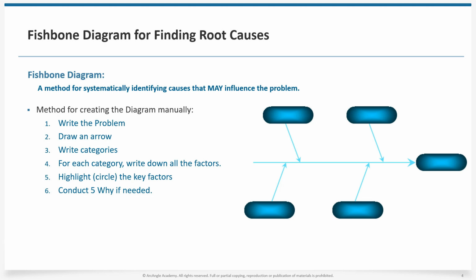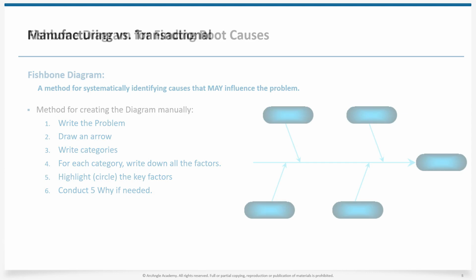Step 6. If necessary, conduct a 5 why analysis for key factors. If further investigation is needed, apply the 5 why analysis technique to delve deeper into the root causes of the identified key factors. We'll talk about the 5 why analysis later. By following this roadmap, the Fishbone diagram helps teams visually map out the potential causes of a problem, facilitating focused discussions and identifying root causes for effective problem solving.